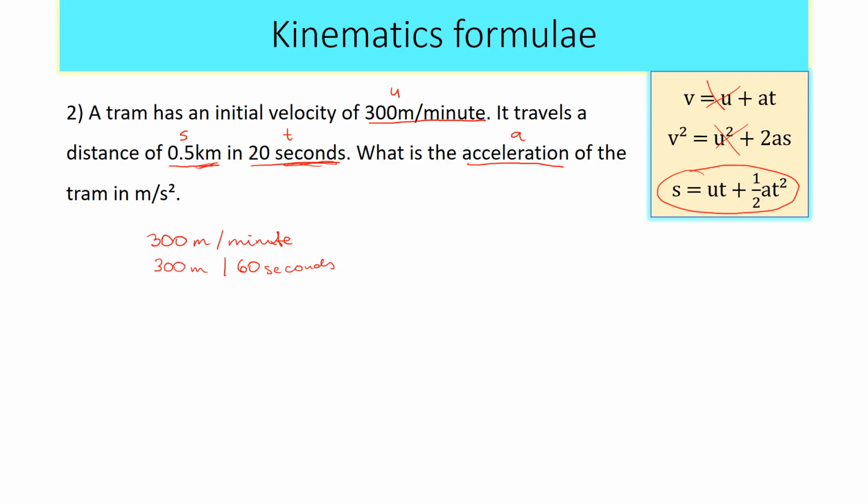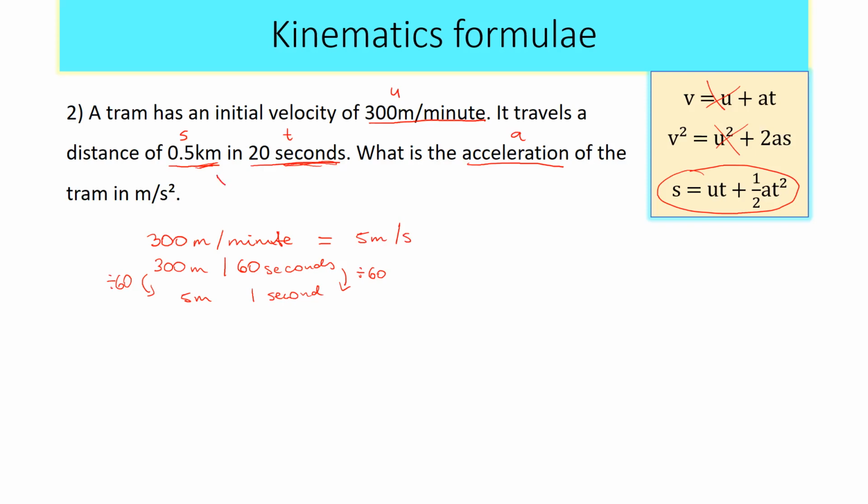Now I probably want to know what it is in 1 second. So here I'll have to divide it by 60, to go from 60 seconds to only 1 second. So I have to do the same here, and that is 5. So 300 meters per minute is the same as 5 meters per second.